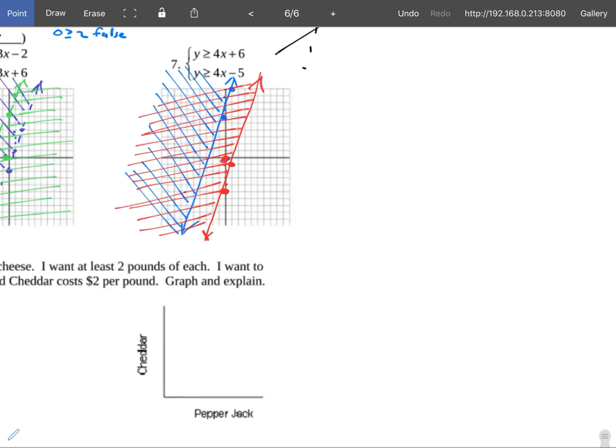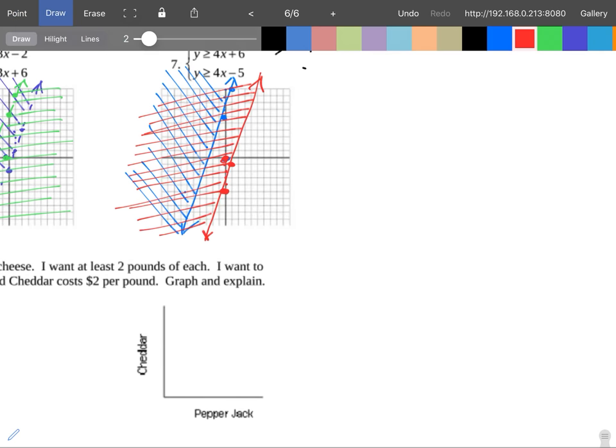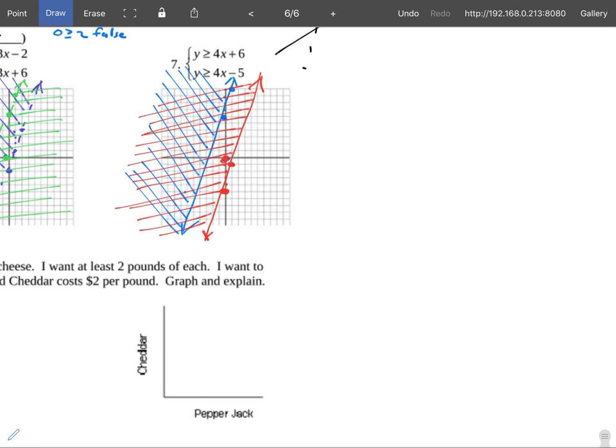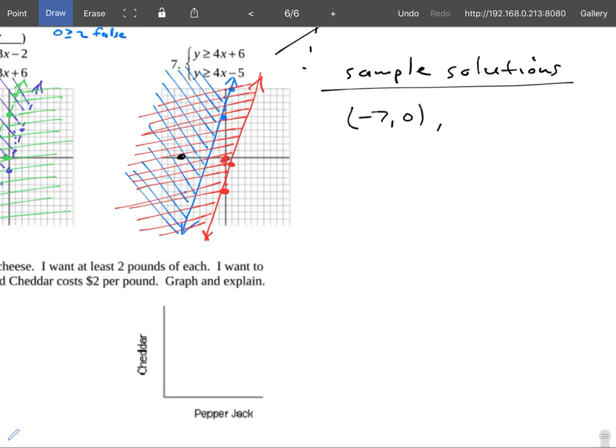All right. And maybe for this one, again, we'll pick a couple sample solutions, because I think they make you do this in the homework. Let's find a couple points in that double shaded region. So maybe we'll pick one right here. What is that? 1, 2, 3, 4, 5, 6, 7. So that would be -7, 0.